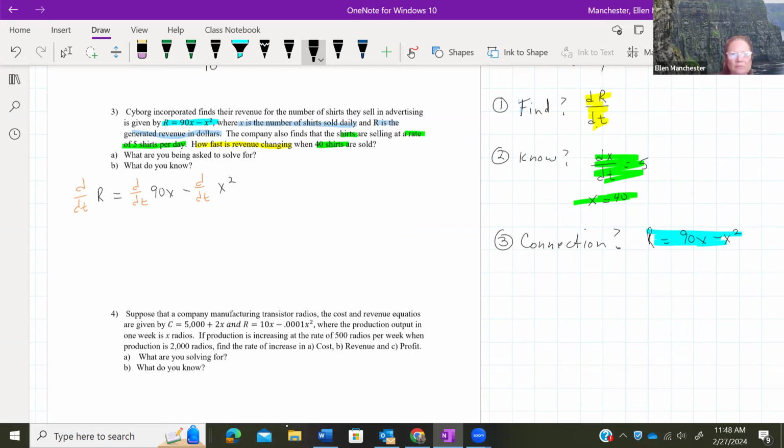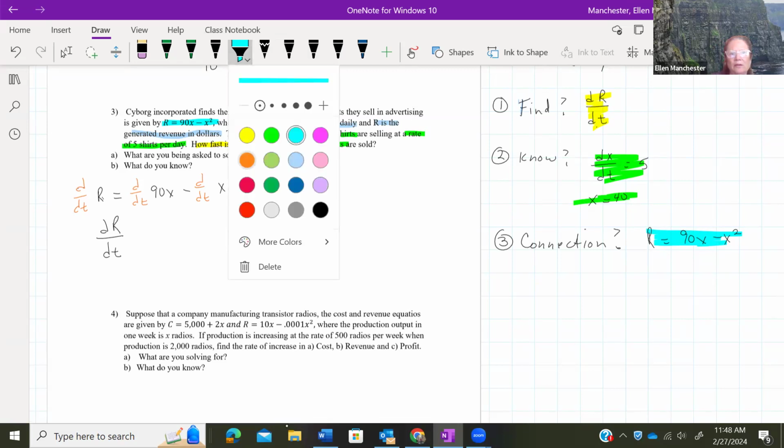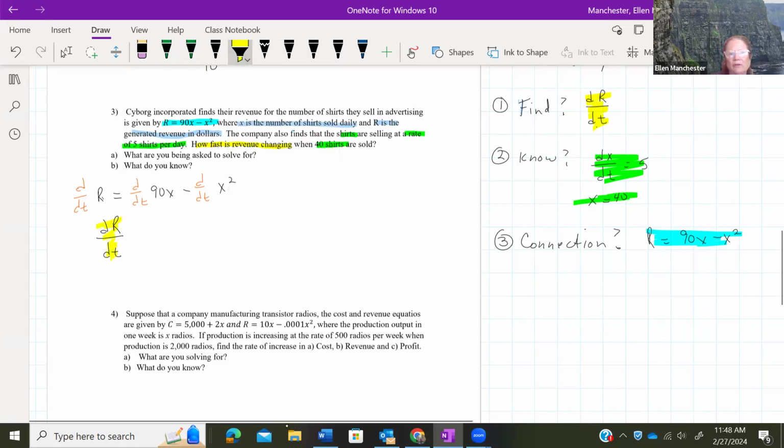Okay, now we're just going to do implicit differentiation. The derivative of the revenue, or how the revenue is changing over time. There's our dR/dt, and look at that, it's exactly what we want. There is what we're looking for. So the derivative of 90x is 90. So I peeled the 90 off. What's left is my dx/dt. The derivative of x squared in terms of time. So the derivative of x squared is 2x, and then I have dx/dt.